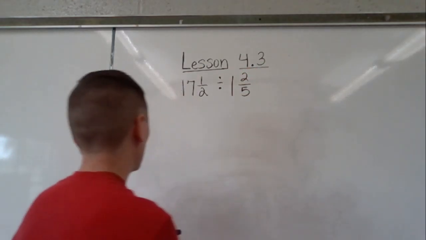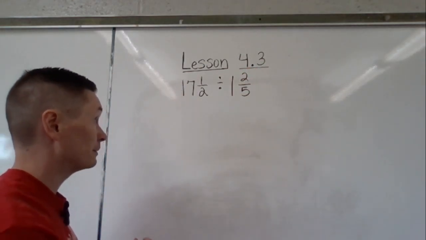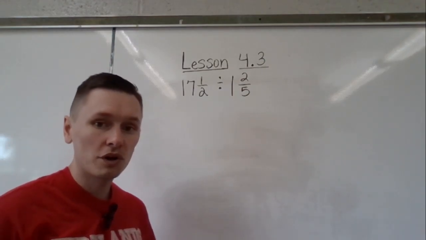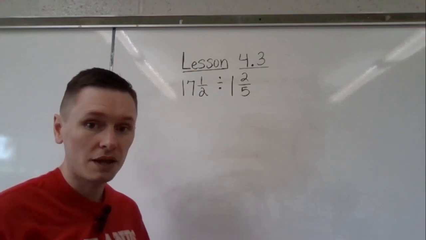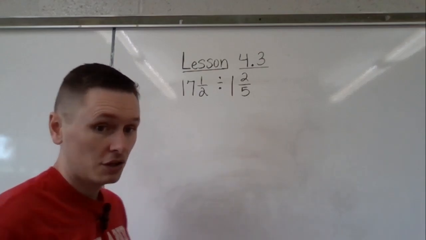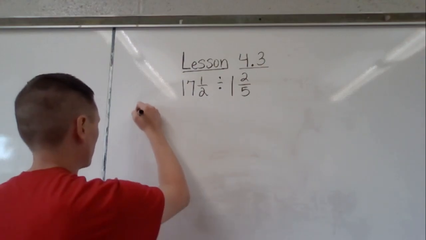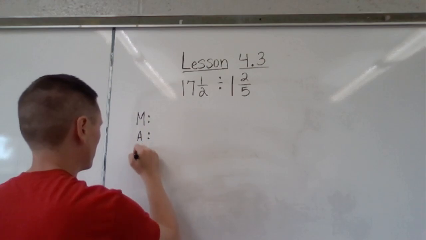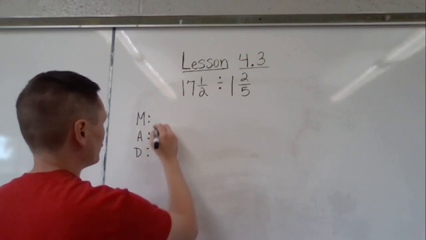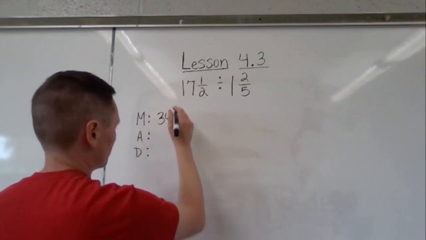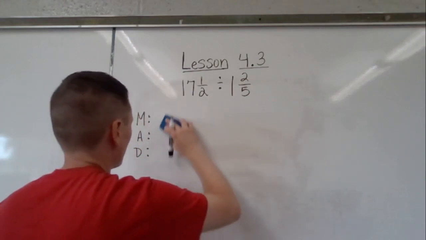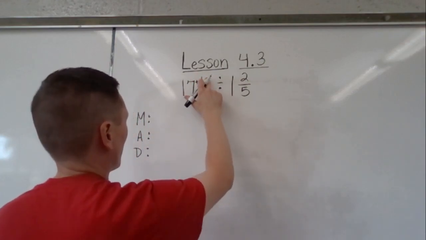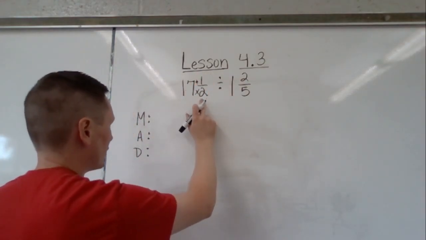Fifths. Okay, so as we remember, I taught you a couple lessons ago, we said in order to change a mixed number to a fraction, we have to get MAD. So the first thing we're going to do is get MAD: multiply, add, divide. So first I'm going to multiply 2 times 17, and then we're going to add. And then we're going to keep our denominator the same.